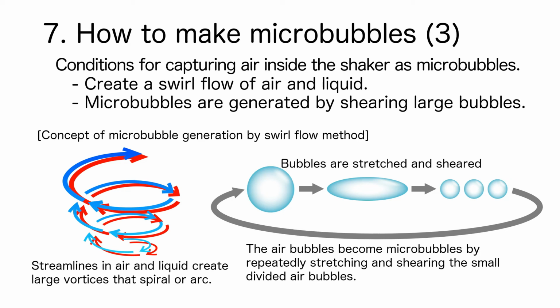In order to capture the air inside the shaker as microbubbles, it is necessary to create a swirl flow between the air inside the shaker and the liquid cocktail ingredients. In the vortex created by the swirl flow, large bubbles are stretched and then sheared, which breaks them up into smaller bubbles. By repeating the splitting of air bubbles by this shearing, the air bubbles inside the shaker change into microbubbles.